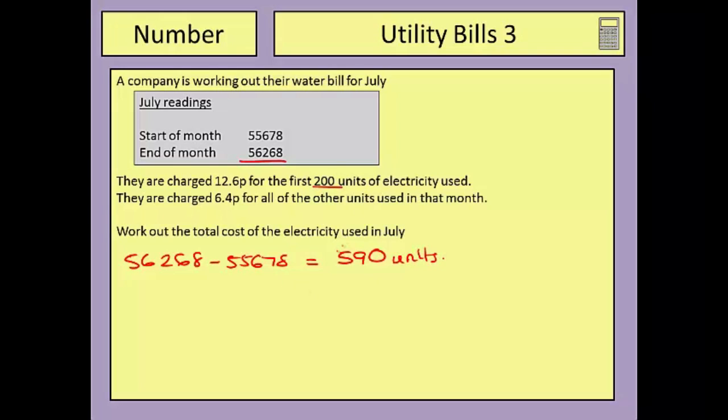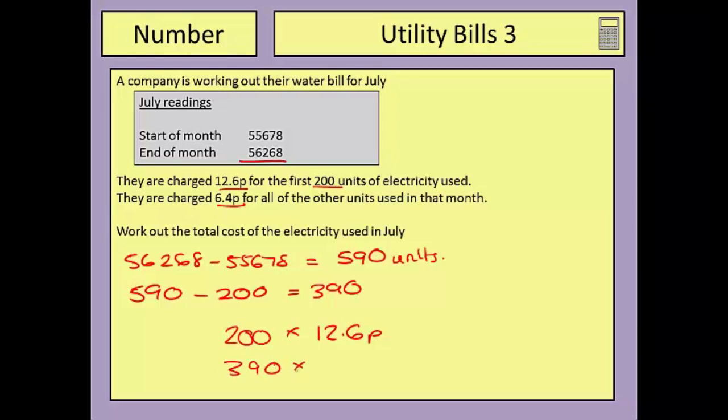Now 200 of these, the first 200, are charged at 12.6p. So I need to work out how many that leaves being charged at 6.4p. So I'm going to do 590 minus the 200, which is 390 units. So I have two different calculations here. I've got 200 units being charged 12.6 pence, and I've got 390 units being charged at 6.4p.